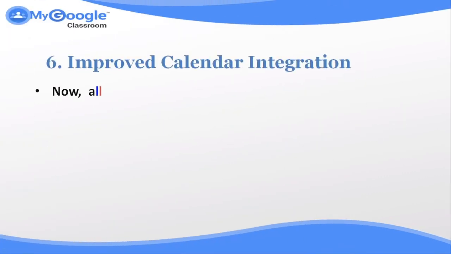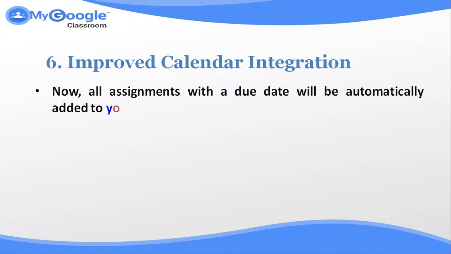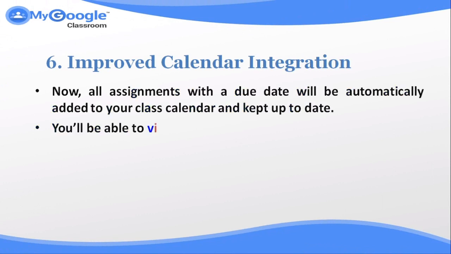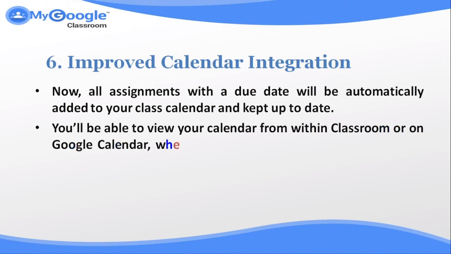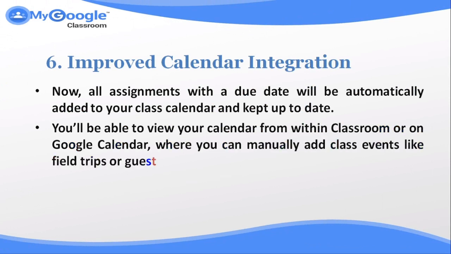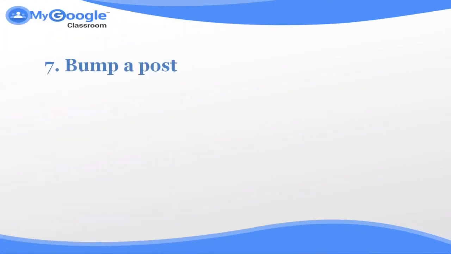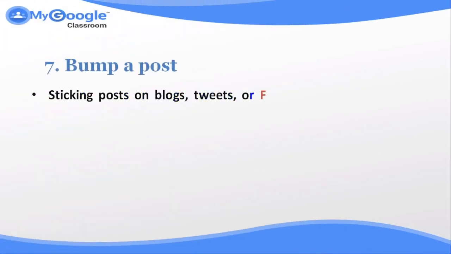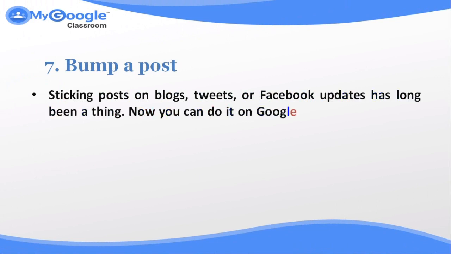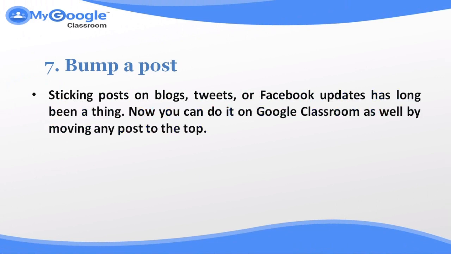Improved calendar integration. Now all assignments with a due date will be automatically added to your class calendar and kept up to date. You'll be able to view your calendar from within Classroom or on Google Calendar, where you can manually add class events like field trips or guest speakers. Number 7. Bump a post. Sticking posts on blogs, tweets, or Facebook updates has long been a thing. Now you can do it on Google Classroom as well by moving any post to the top.